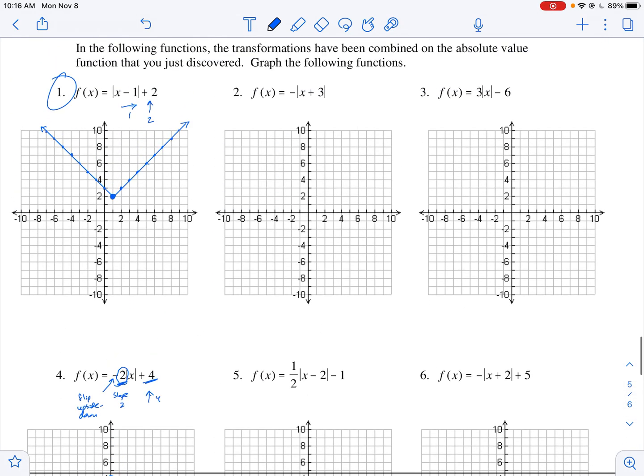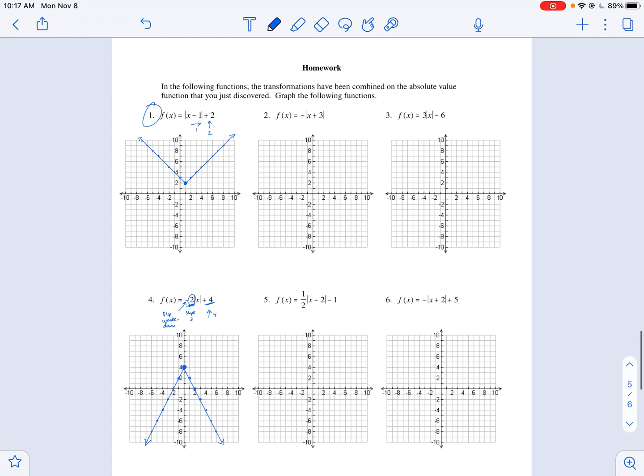So each have different numbers in there. That's going to change it from the basic function, the basic V: move it right, left, up, down, might flip it upside down, might make it steeper. But yeah, that's what they do. Numbers just change different aspects about your graph, and you can graph it. So good luck on the rest of them, and may the force be with you.